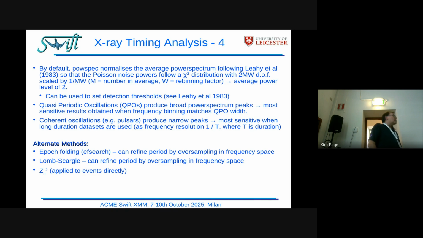There are also other techniques which are available but outside of the FTOOLS. One is the Lomb-Scargle periodogram. Again, you can also oversample in frequency space to get a more accurate period. It's also quite a useful technique if your data is broken up into gaps, because it helps minimize the window function somehow, which I can't remember how. There's also something called Z_n squared, which applies to events directly in an event file.